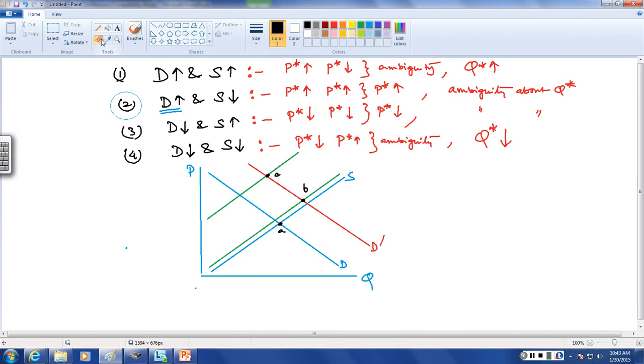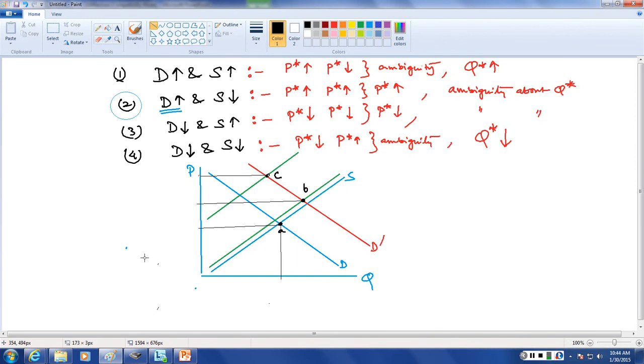Now that doesn't quite look like a C. Let me just tidy that up. Right? Now let's look at what's happening to the price. So the original price was this, and the original quantity was this. The new price could be that, or that. In either case, the price rises. You can be sure of that, correct?